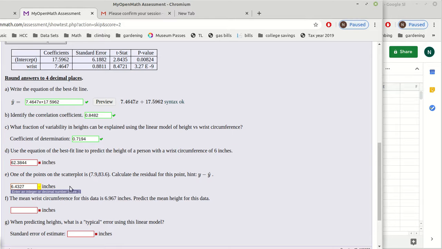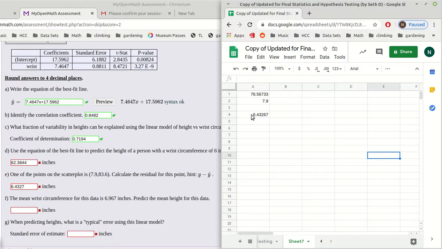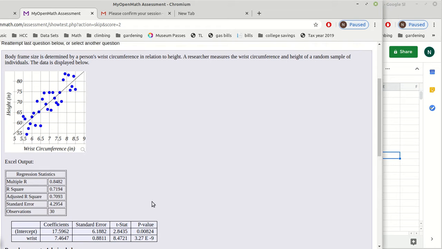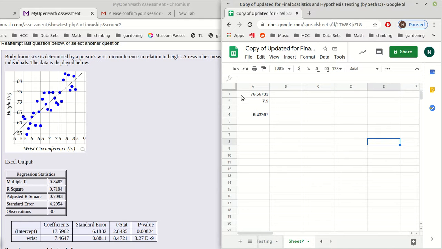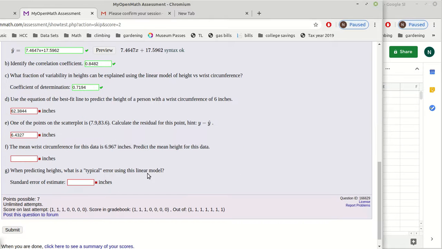6.4327. So let me talk real quick about what I just did again. The residual is how far off our point is from our line. So we're talking about 7.9 as the x value. So it's like right here, and this is the point that our line predicts, but the actual point is way up here. So we want to know how long that piece is from here to here. The y value on our line is 76.5, and we subtract that from the value that we saw from our sampling. So that's our residual, and we get 6.43. All right, so that's what just happened.